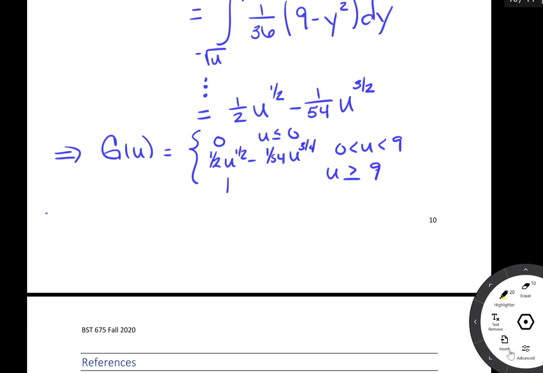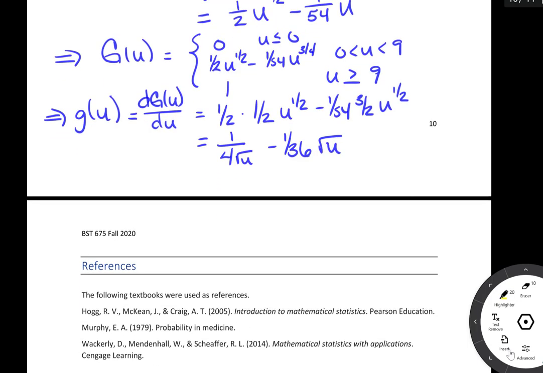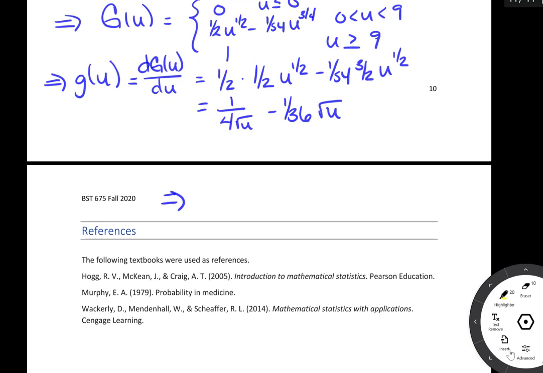So then to find lowercase g of u, which is what we want, remember, this is going to be equal to the derivative of the CDF with respect to u. And so this is equal to the following. I'm running out of space, so I'm going to write this on the next page. So therefore, g of u is equal to the following.